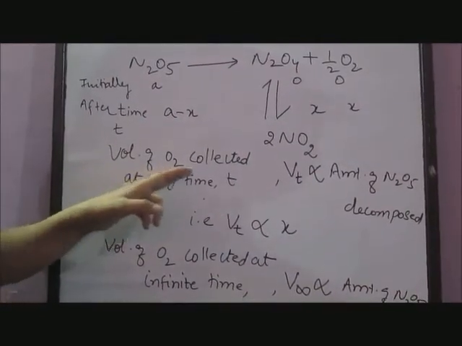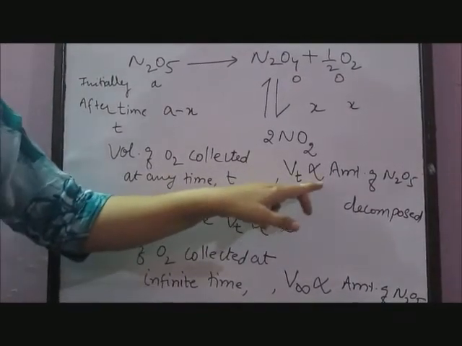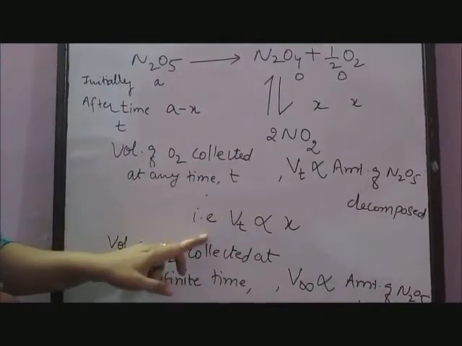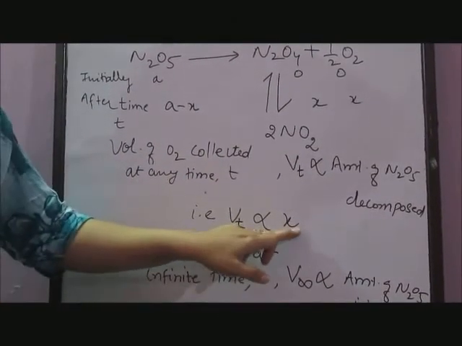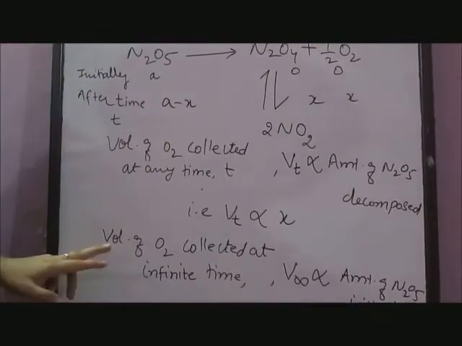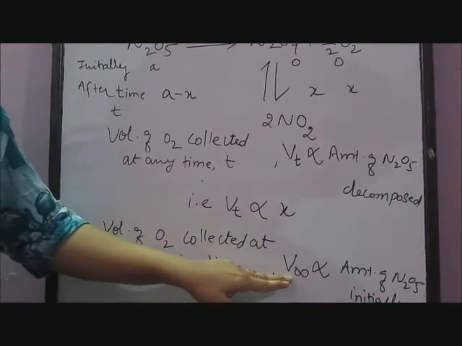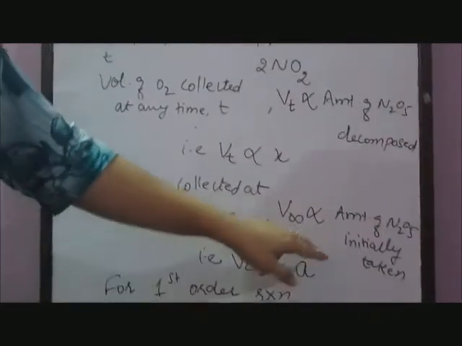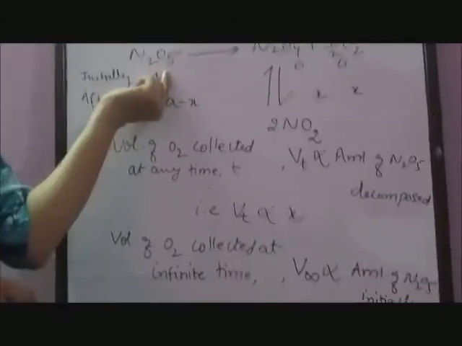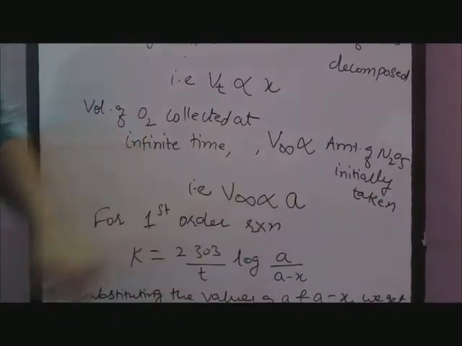Now volume of oxygen gas collected at any time t is Vt, that is proportional to amount of N2O5 decomposed, which means Vt is directly proportional to x, the amount of oxygen produced. Volume of oxygen collected at infinite time, V infinity, is directly proportional to amount of N2O5 initially taken, that is A moles per liter, or V infinity is directly proportional to A.